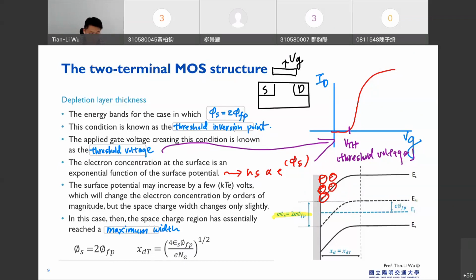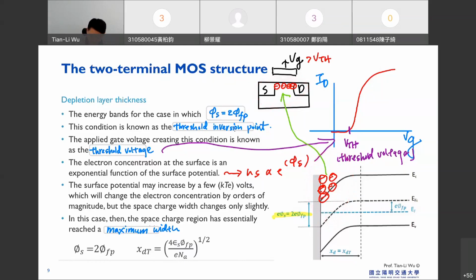So once our VG is larger than VTH here, that means we start to have negative charge, inversion charges below the channel. That's exactly shown here. The inversion charge in the band diagram indicates that we start to have the channel formation below the dielectric.